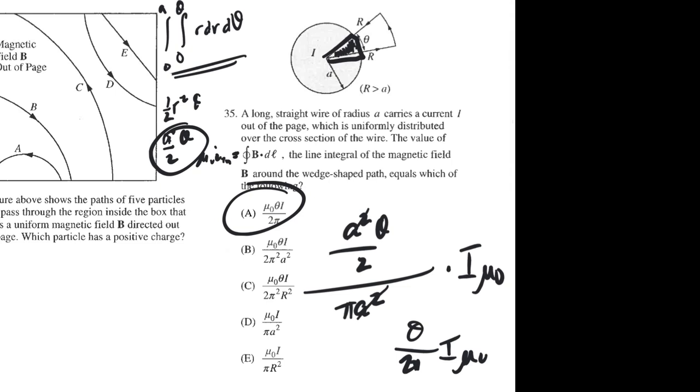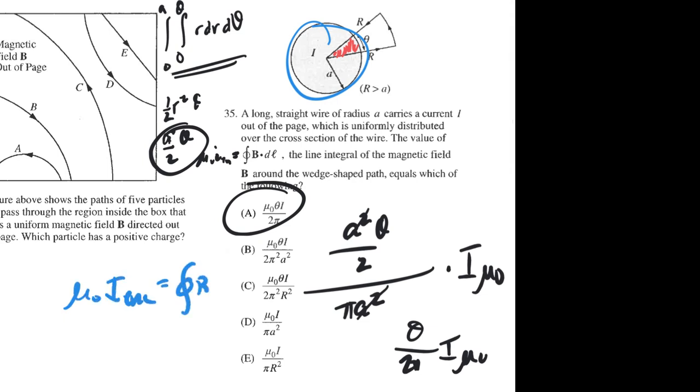So, for those of you who are actually trying to get this answer correct, I wanted to take the area of the pie piece and divide by the area of the whole circle. That would give me the percentage of area that there was. And I multiplied by the total current because I was looking for this side of the equation.